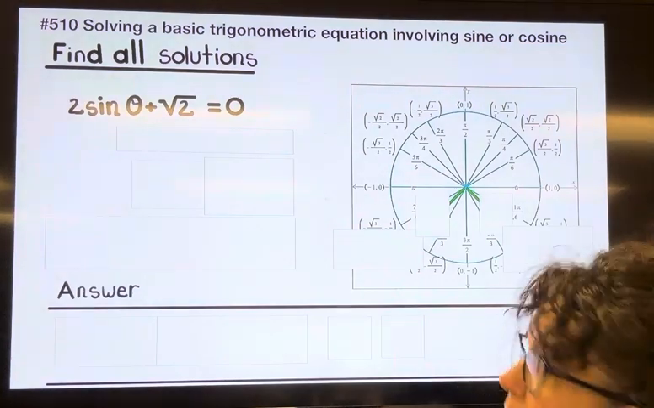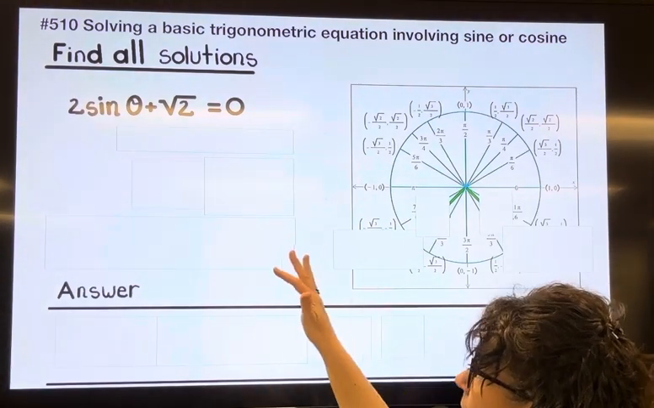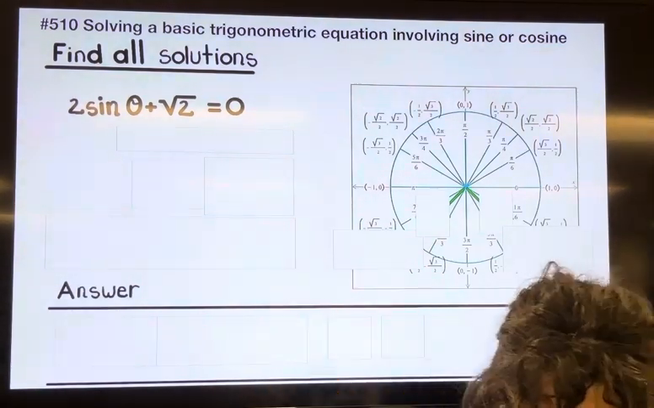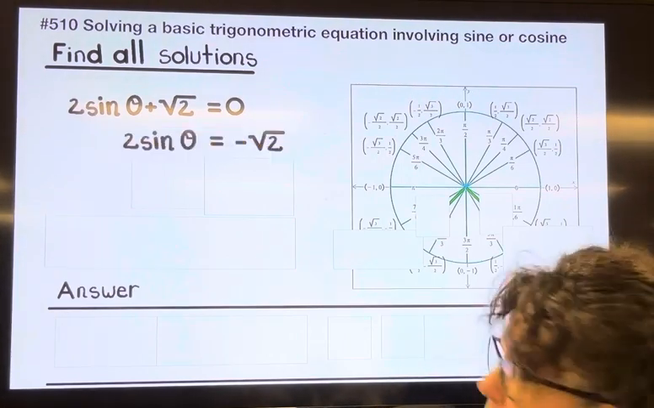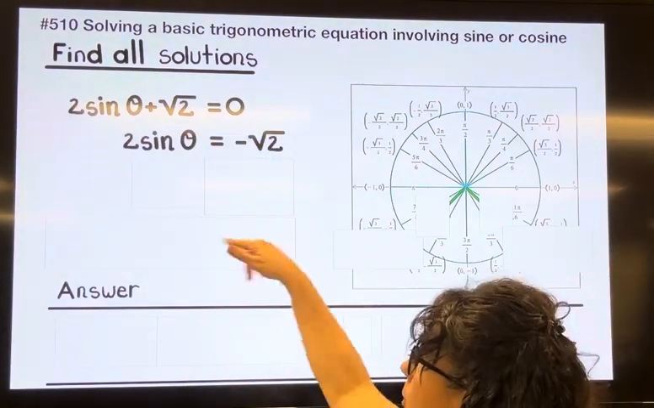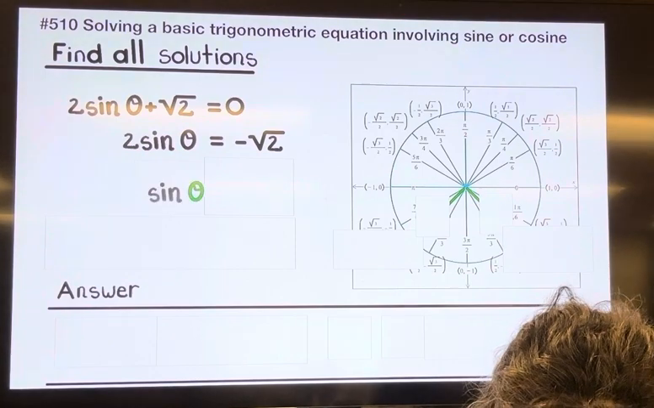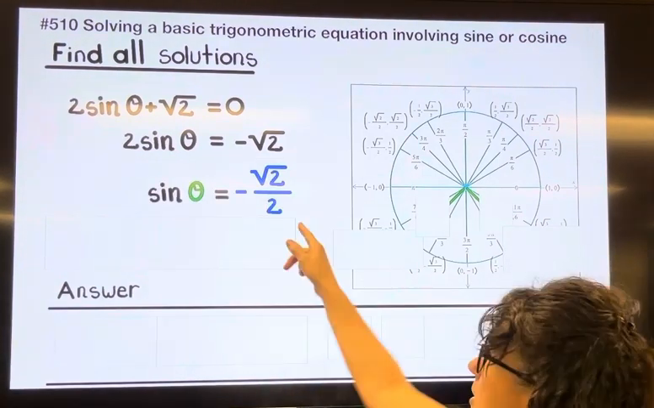Okay, so then, following our main strategy, get the trig function by itself. I want to subtract the square root of 2 over, then I want to divide by 2, and so I end up with the sine of theta equals this fraction.